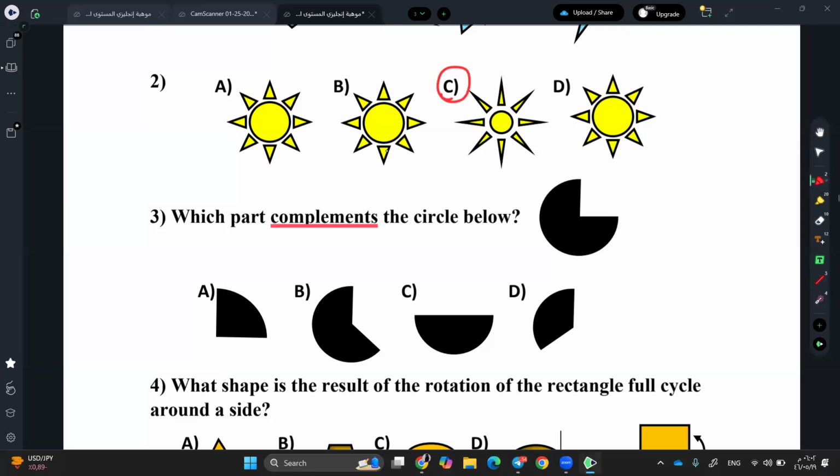Which part complements the circle below? The circle shows every part perfect except a quarter of it, and none of the options have a quarter except A. A shows the perfect shape for completing the circle. Excellent, Ali. So the completing shape, complements means complete, okay? So the only one that completes this shape is A.